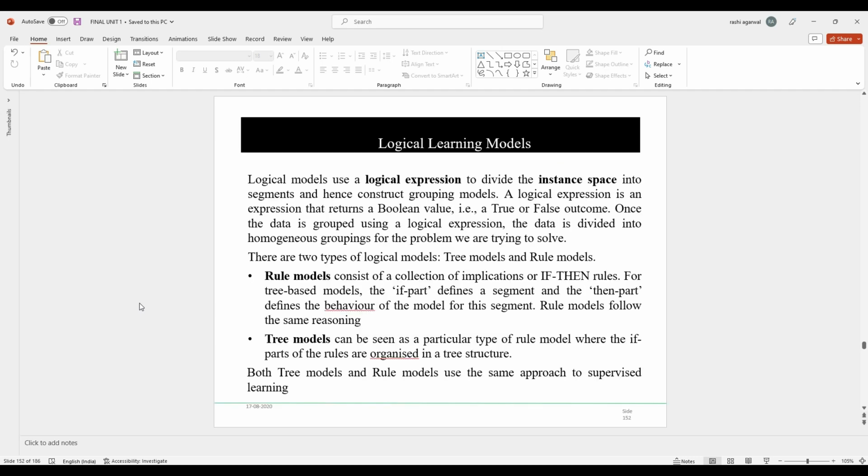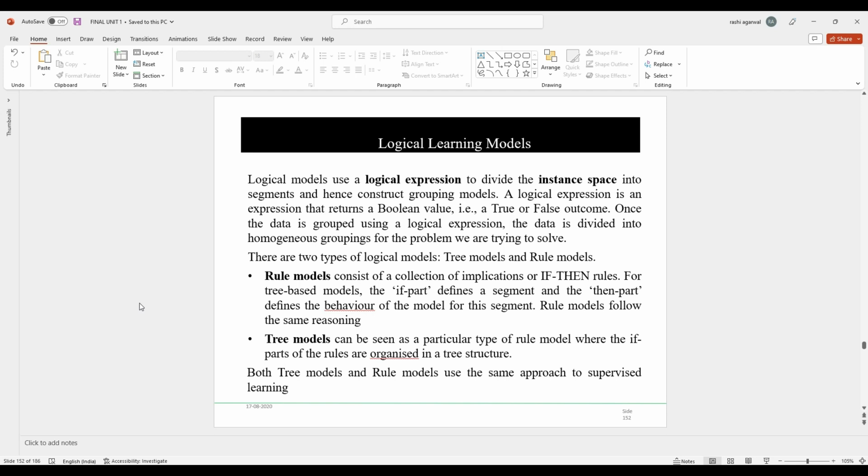So in logical models, we use logical expressions to divide the entire instance space into segments. Just to reiterate, instance space is all the possible combinations of the attributes available for a particular model. So I use a logical expression to segregate this instance space into segments and then construct grouping models. A logical expression is an expression which returns a Boolean value, true or false. We already know that. Once the data is grouped according to these true or false values, the data is then divided into homogeneous groupings for the problems that we are trying to solve.